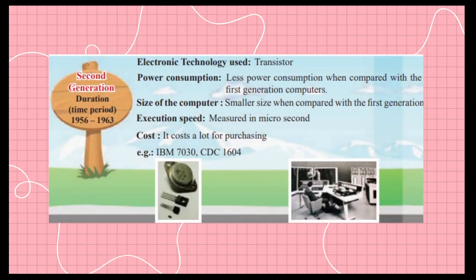In the second generation computers, the electronic technology used was transistors. When compared with the first generation computers, the second generation computers' power consumption is less, and also the size is less. The execution speed is measured in microseconds. The cost is a lot for purchasing.